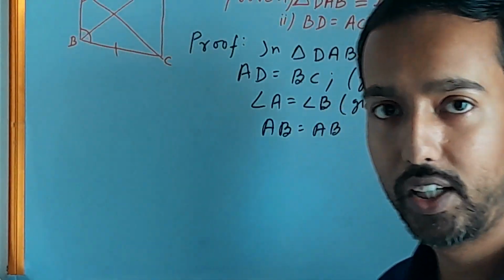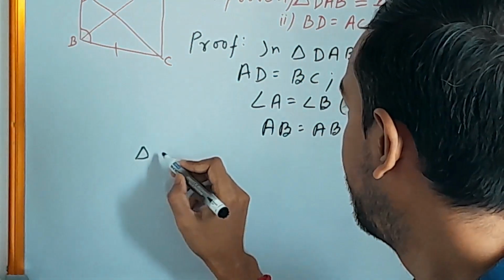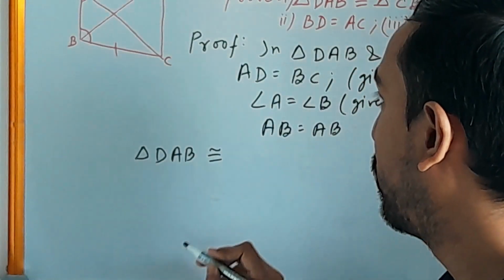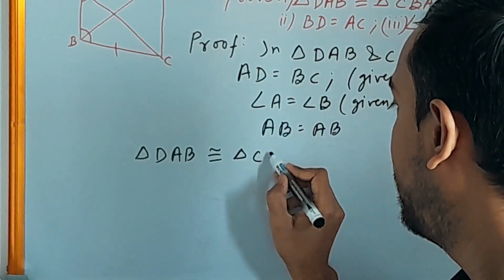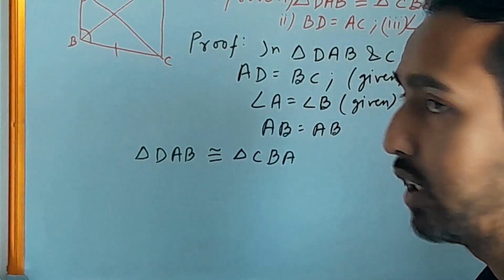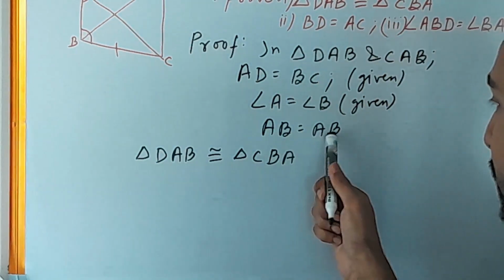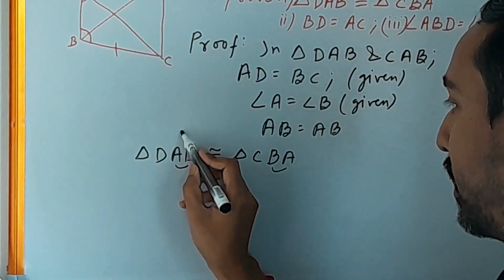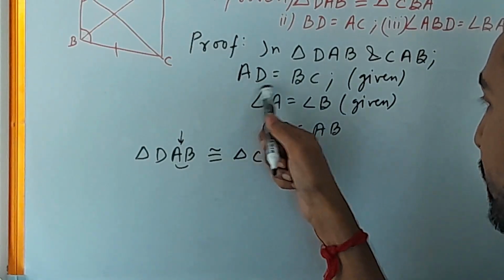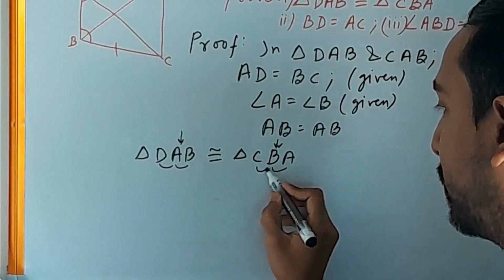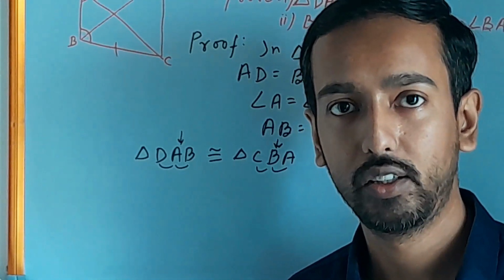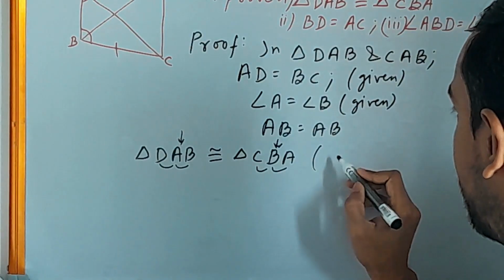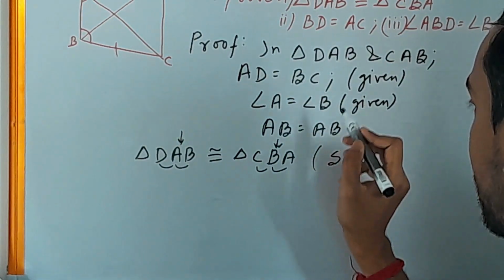On the basis of that, we can see that triangle DAB will be congruent to triangle CBA. And we can also check the conditions here. AB is equal to AB, angle A is equal to angle B, and AD is equal to BC. So these two triangles are congruent by the SAS congruency condition. Side, angle, side.